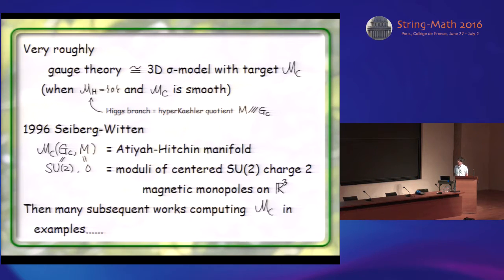Then after Seiberg-Witten's paper, there are lots of subsequent works computing this Coulomb branch in various examples. People take various G_C and various M's and they compute. And sometimes the Higgs branch is non-trivial, and in that case, the Coulomb branch is singular, often singular.